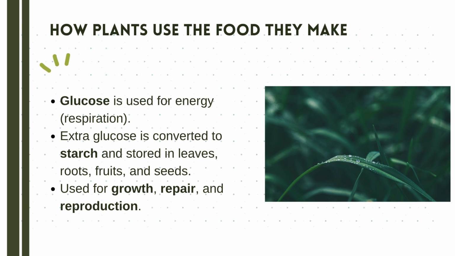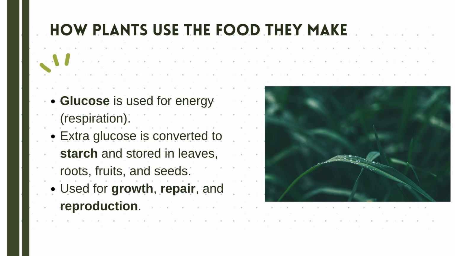Plants make glucose during the process of photosynthesis. This glucose is broken down during respiration to release energy. If the plant makes more glucose than it needs, the extra glucose is converted into starch. Starch is stored in different parts of the plant such as leaves, roots, fruits and seeds. This stored food helps the plant to survive when photosynthesis cannot happen, like at night.